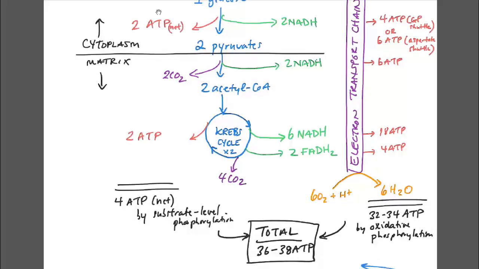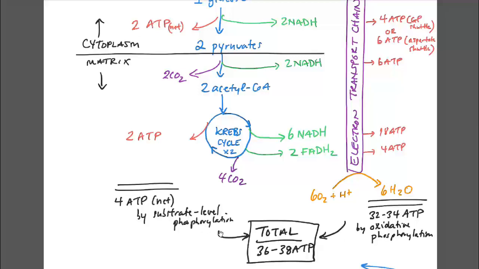So in total then, I had 2 ATP produced through substrate level phosphorylation here, another 2 through substrate level phosphorylation here. So a total of 4 net by substrate level phosphorylation. Memorize this number, 4 ATP net by substrate level phosphorylation. The rest of them, 32 to 34 ATP, are made by oxidative phosphorylation. Make sure you really understand the difference between oxidative and substrate level. You're going to be asked to give me those definitions and distinguish between them. So make sure that you are confident you can do that.